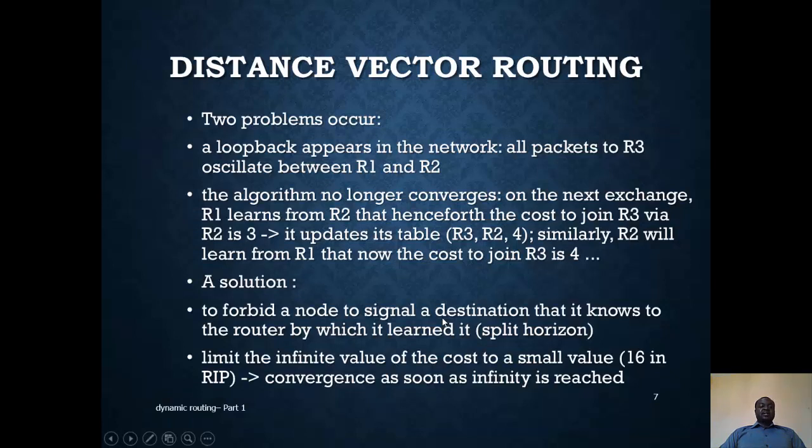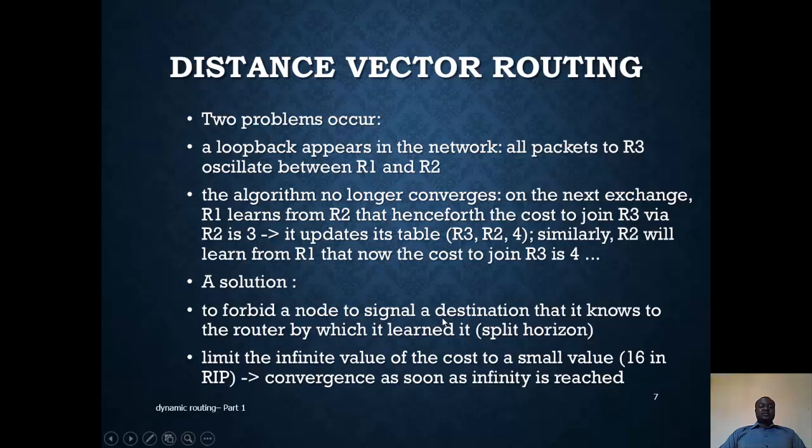All right, and in summary, as we are studying distance vector routing, two main problems occur at this stage. The first one is that a loop appears in the network. All packets to router 3 oscillate between router 1 and router 2 in case the route goes bad, as we were saying, and the algorithm no longer converges. In the next exchange, the route learns from router 2 that henceforth the cost to reach router 3 via router 2 is 3.